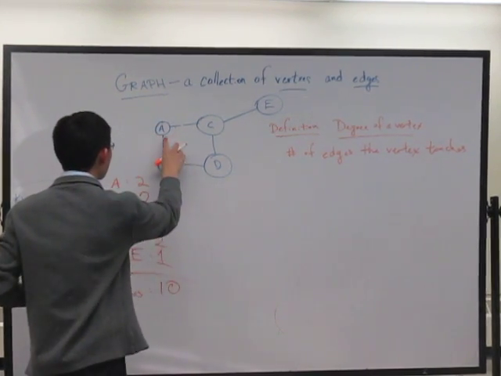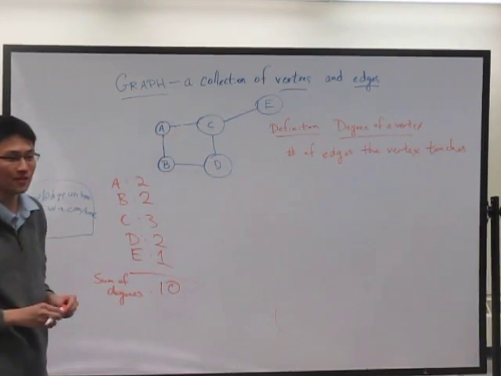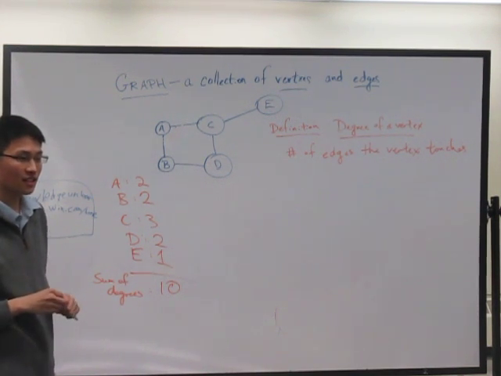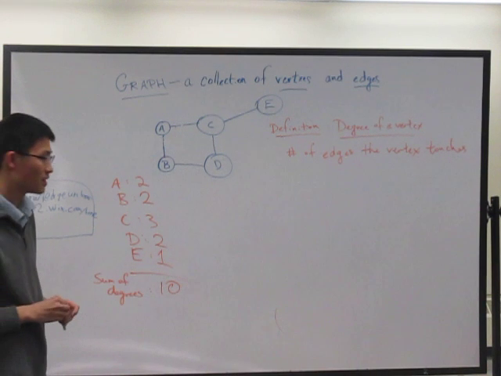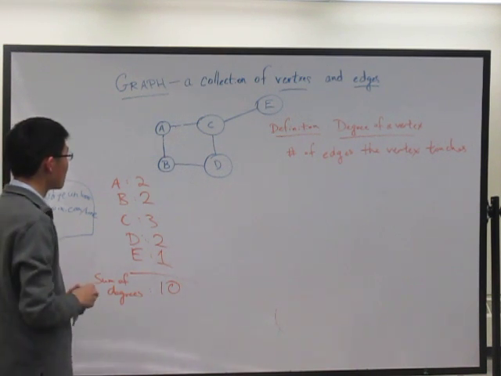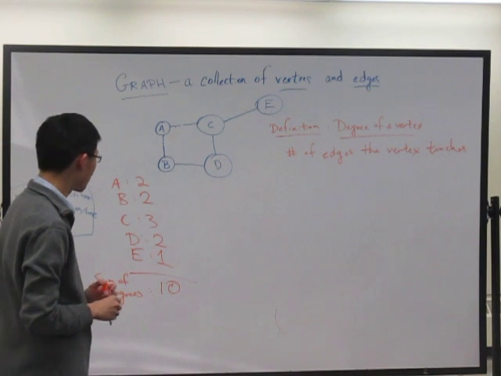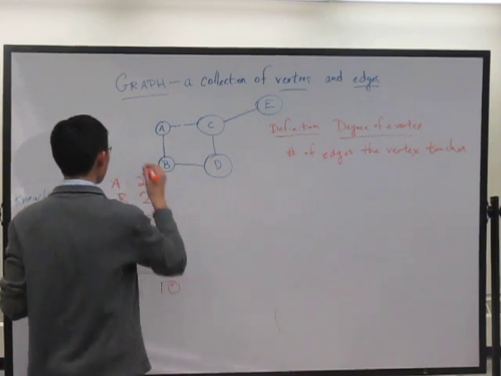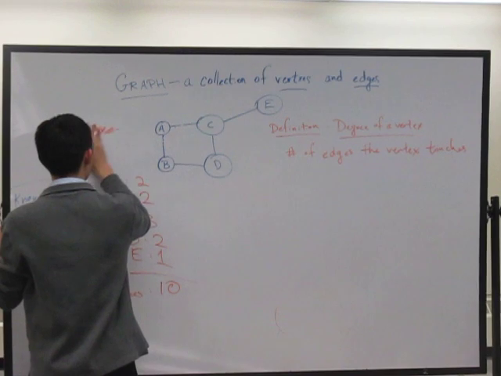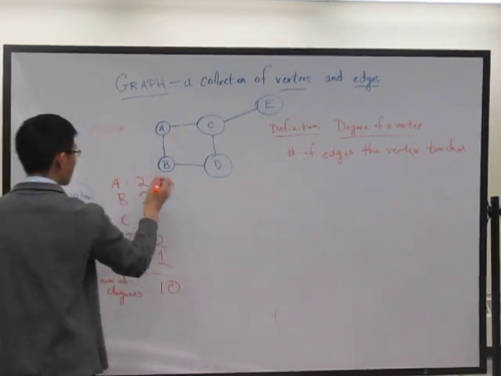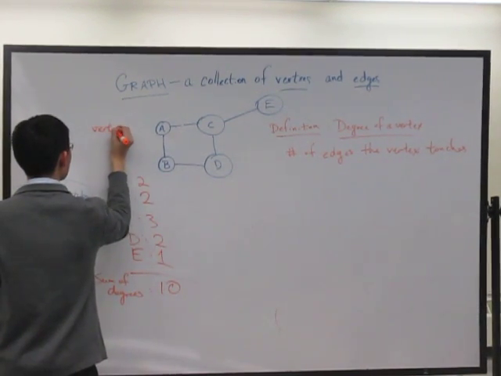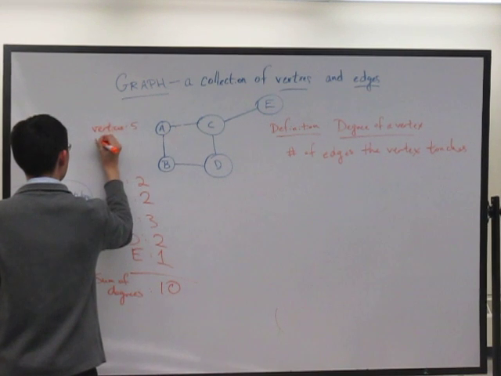Does anyone notice anything about the number 10 in this example? Yes? It's like the number times 2. What number? A, B, C, D, E, how many circles? Times 2. In this example, yes, it happens to be. Okay, let's write down that information. So we have vertices. How many vertices do we have in this graph? 5. Okay, how many edges? 5. Okay.